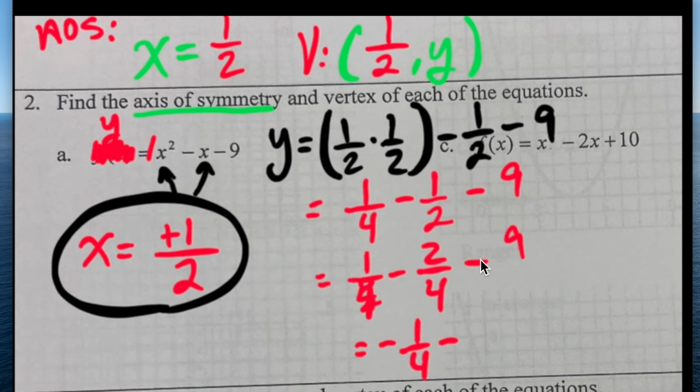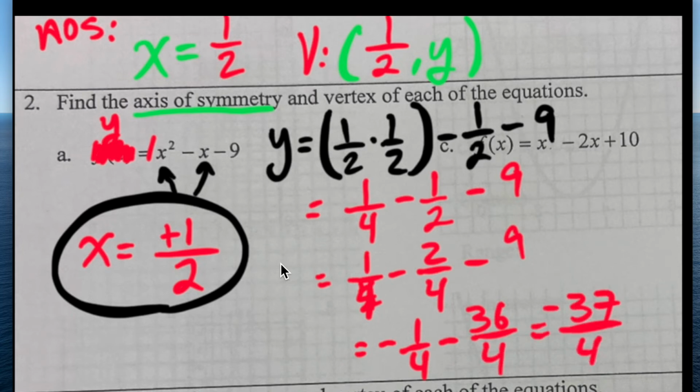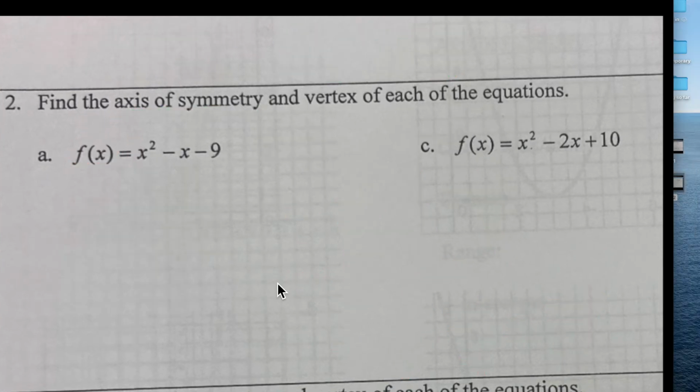And we're going to change 9 into 36 over 4. So our final answer for y is going to be negative 37 over 4. That is going to be the y value of the vertex. So I'm going to go ahead and replace this with negative 37 over 4. Okay, let's move on to problem C.